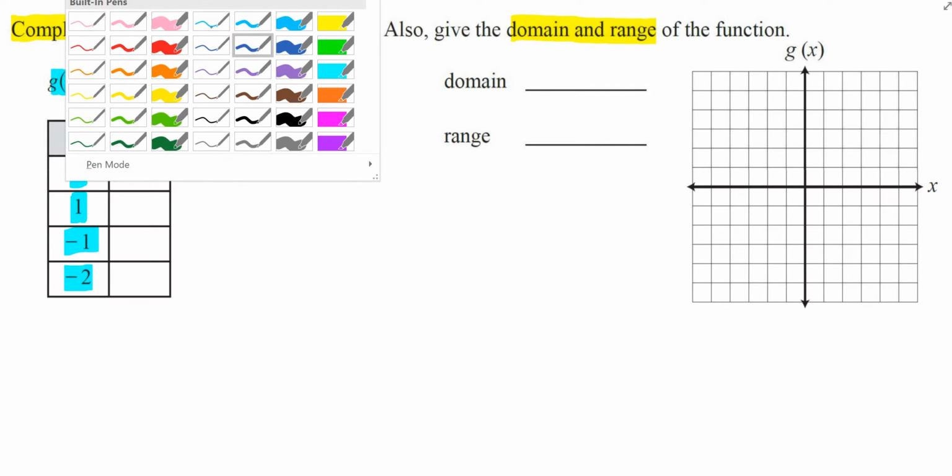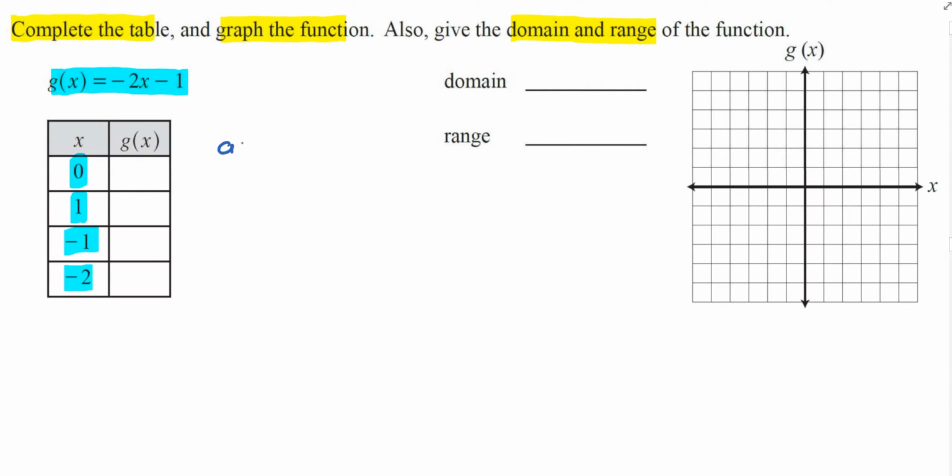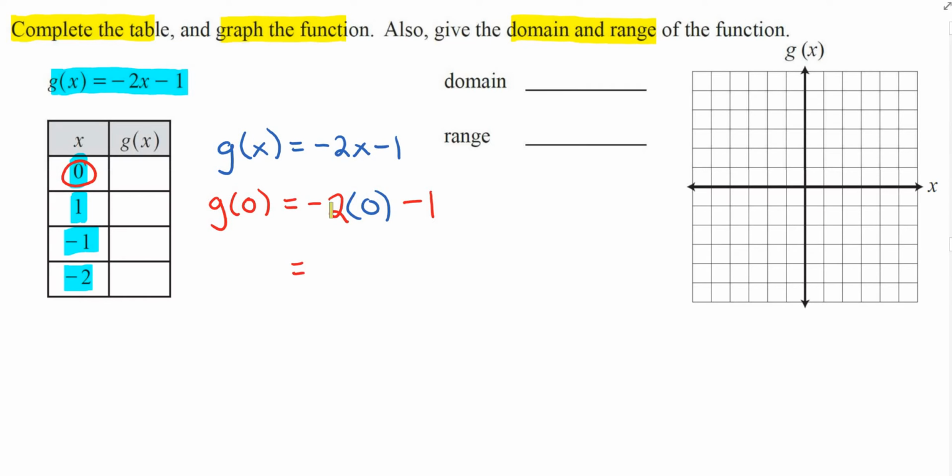Let's go ahead and start calculating the corresponding y values. Let me rewrite the function here as negative 2x minus 1. Let's evaluate g of 0 first. g of 0 just means anytime you see the x variable, that gets replaced with 0. Negative 2 times 0 is going to be 0. So 0 minus 1 is going to be negative 1. So this negative 1 will go right here.